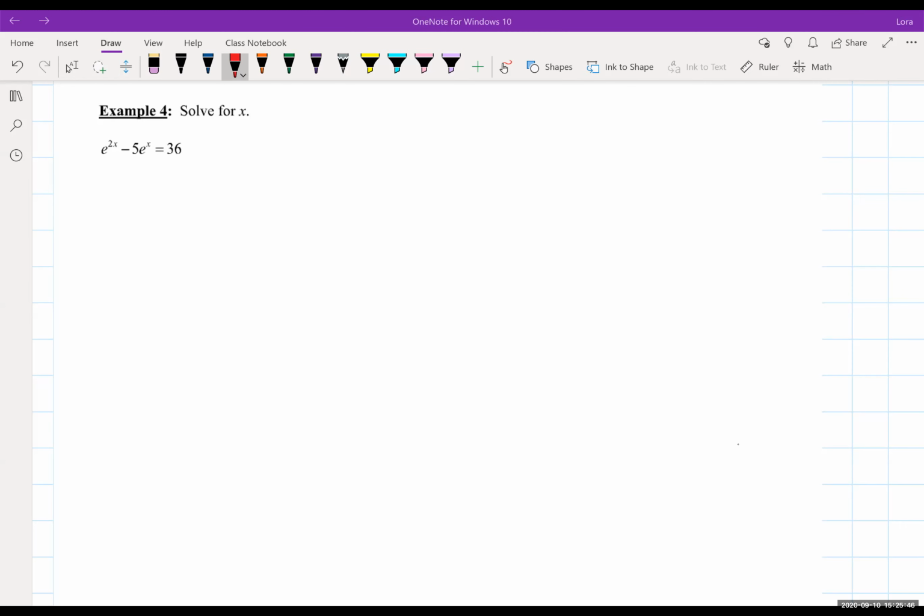So a lot of times when I'm seeing a problem like this, I notice that I have exponents that are double the exponent on the e for the middle term. So e to the 2x minus 5e to the x. And I'm going to call your attention back to maybe a previous problem that you've done in another math class. And it's probably been a while, so let's just review.